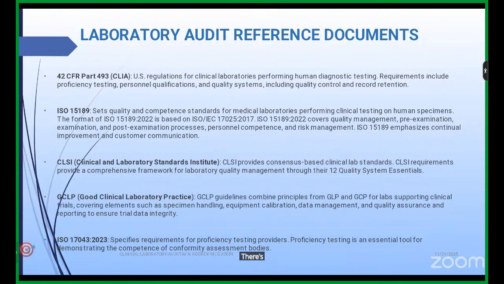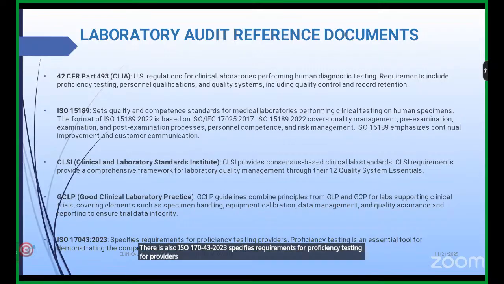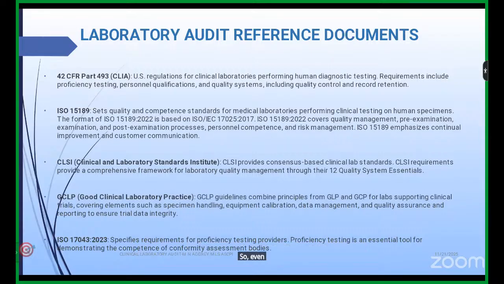There is also good laboratory practice, which is very essential. And this one covers elements such as specimen handling, equipment calibration, data management, and quality assurance and reporting to ensure trial data integrity. There is also ISO 17043:2023, which specifies requirements for proficiency testing providers. So even, you see, our proficiency testing providers have regulations and they have to comply. Apart from assisting us to comply, for them also there is someone who checks them.